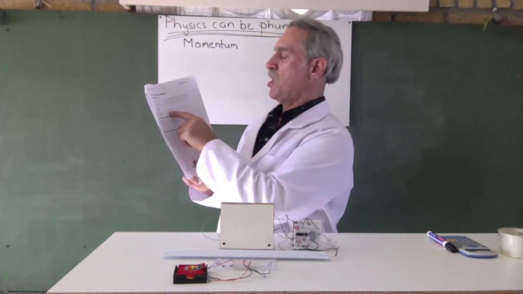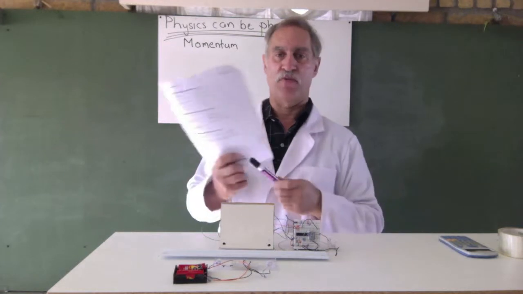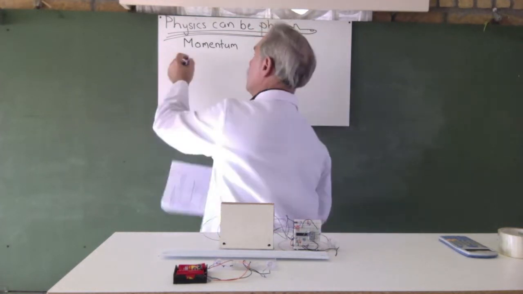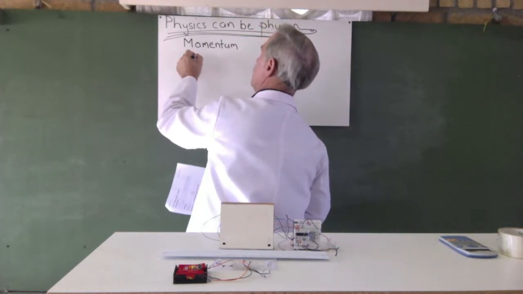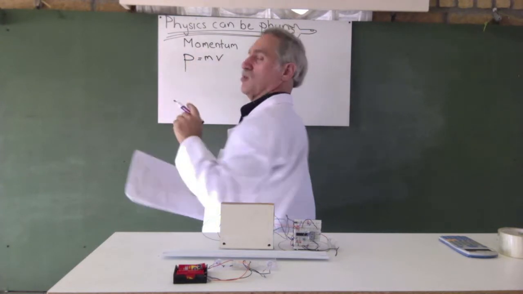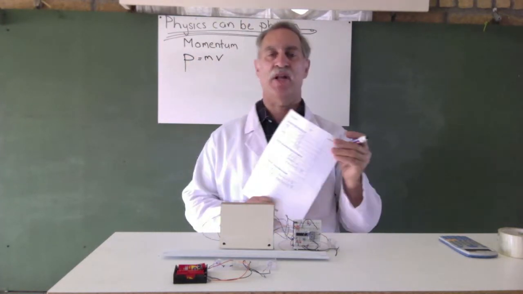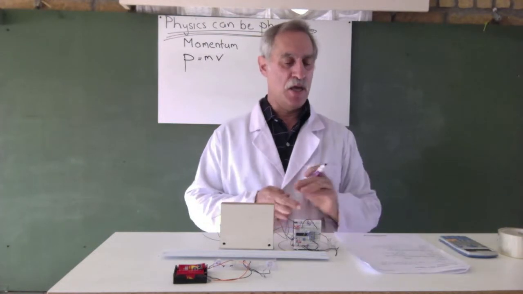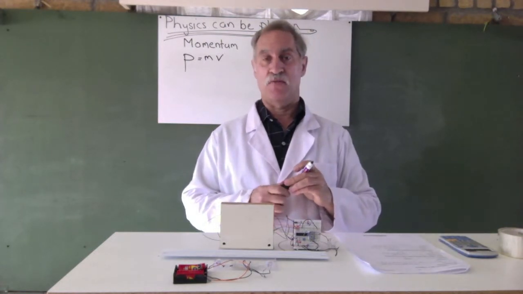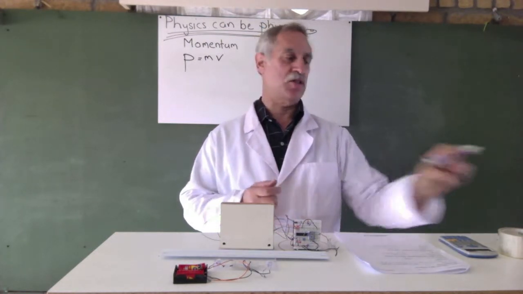On it, there has to be a formula for momentum, and it happens to be lowercase p equals mv. So now you know a lot about momentum. It's the product of mass and velocity. So in the problem, they're going to have to give you the mass and the velocity.